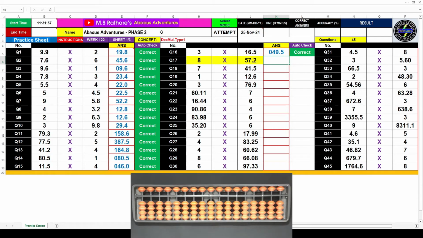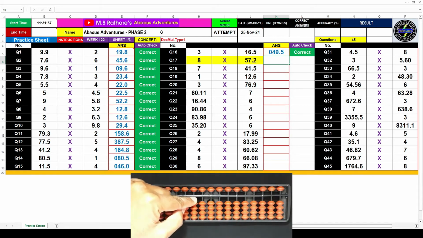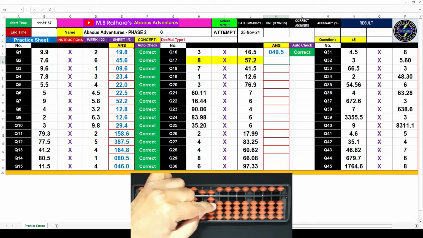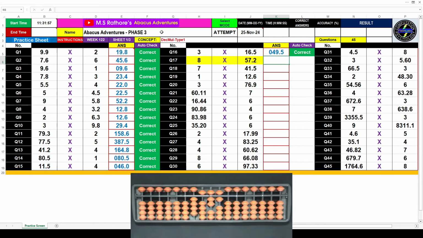Question number 17, 8 multiplied by 57.2. So 8 is the multiplicand with a single digit value, normal value. The multiplier is 57.2. The integral part in the multiplier has 2 digits, that is 5 and 7. So the total is 1 plus 2, 3. So let's put the finger on rod number 3. Now from right to left it is 5 eights are 40, finger shifted, 7 eights are 56, shifted, 2 eights are 16, and the answer is 457.6.